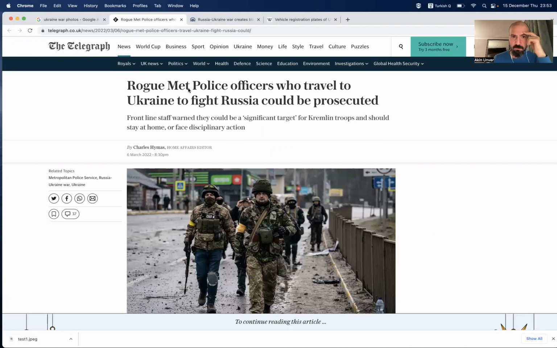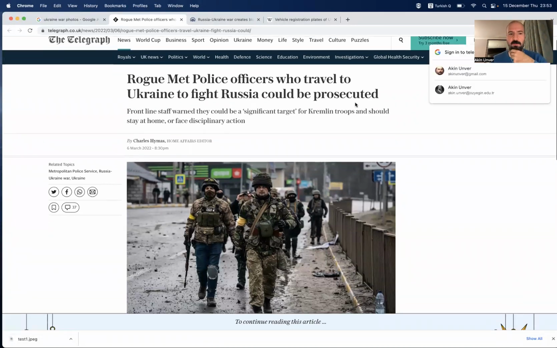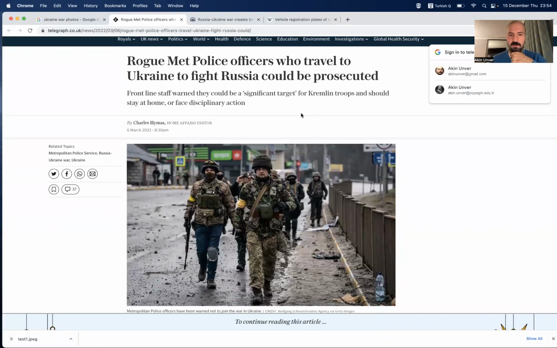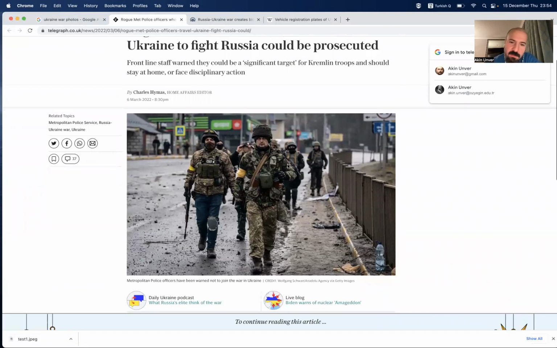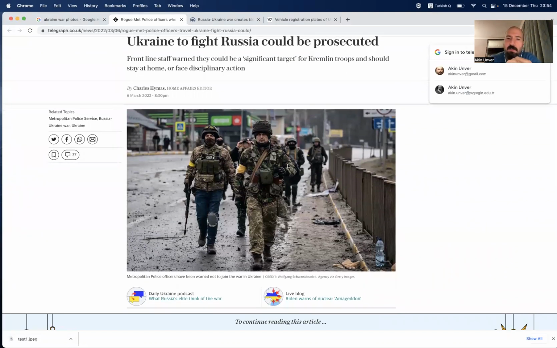Rogue metropolitan police officers who travel to Ukraine to fight Russia could be prosecuted. It's not about metropolitan police. Now, what I have here is that I know that this is taken in Ukraine, somewhere in a war zone, but I still cannot find it.